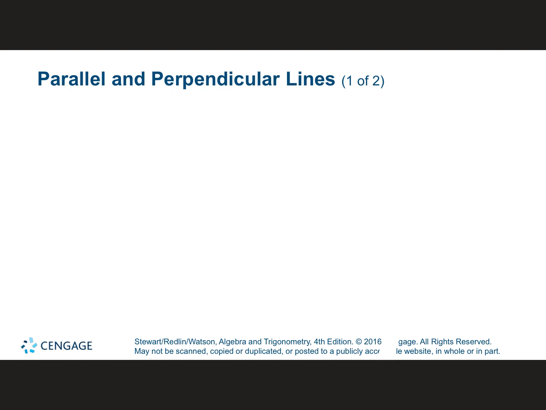Next, we're going to talk about parallel and perpendicular lines. Two lines are parallel if they have the same slope. The symbol for parallel lines is these two bars. Perpendicular lines have opposite reciprocal slopes.